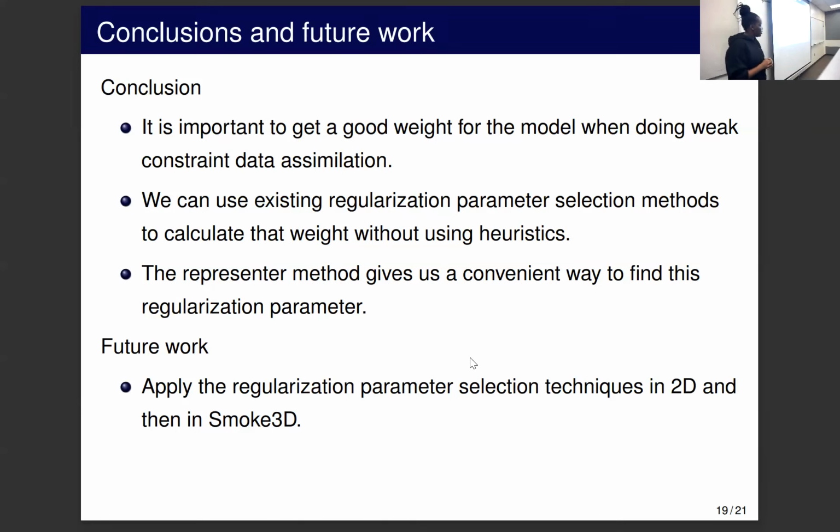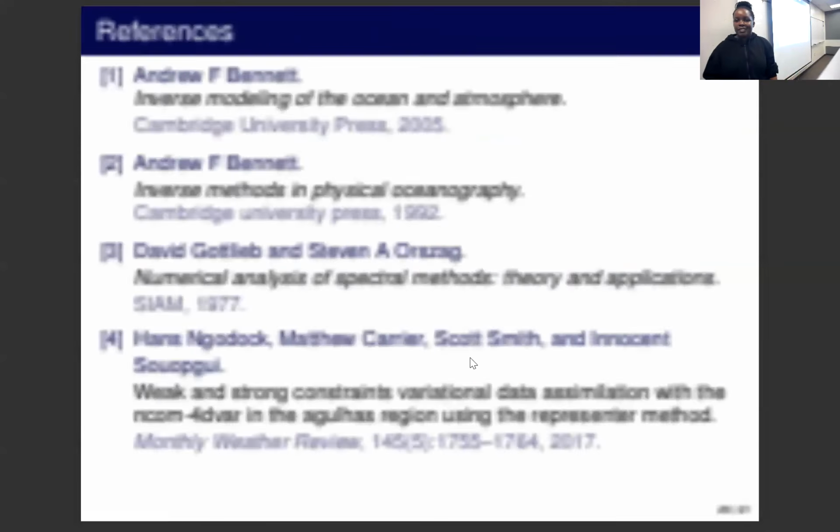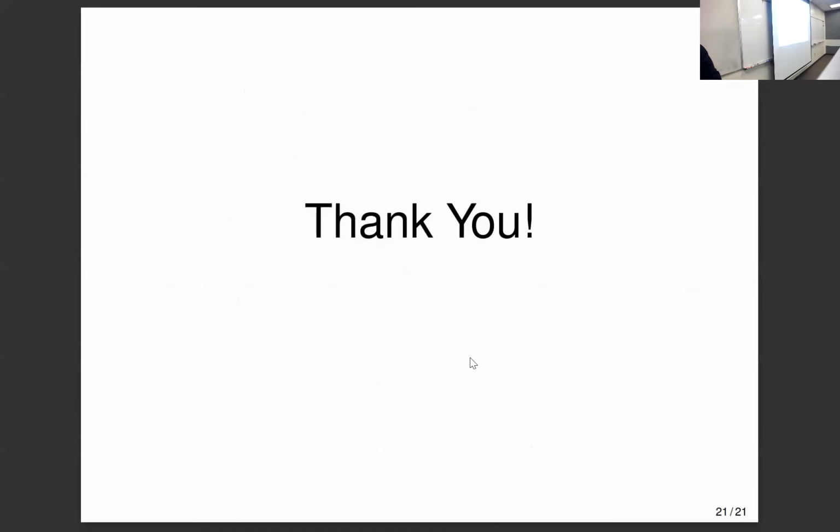In this talk, I just wanted you to get a few points. Some of them being, it is important to get a good weight for the model when doing constrained data assimilation, and we can use existing regularization parameter selection methods to calculate this weight, and the representer method gives us a convenient way of finding that. For future work, I plan to apply this to 2D and then to smooth 3D. These are my references. Thank you.